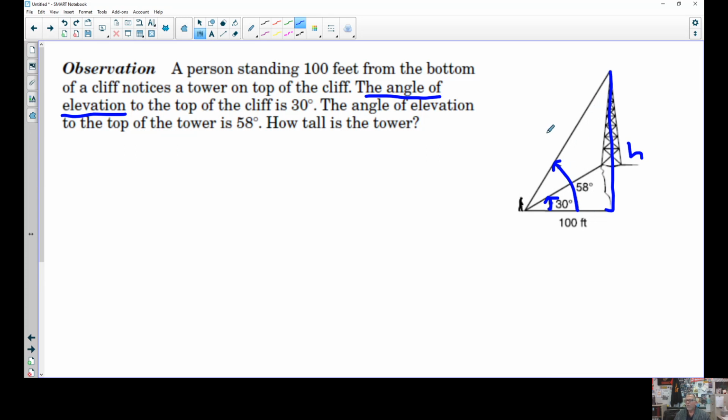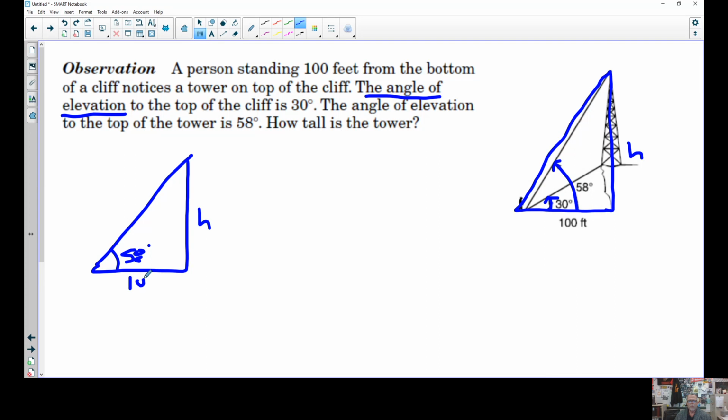Now, think of what we have here. How are we going to work with this? Again, what I want you to see is we have this triangle, the big triangle. If I redraw that triangle, and I'll just do so badly here, we know that this is 58 degrees. We're looking for H, and we know this is 100 feet, right?